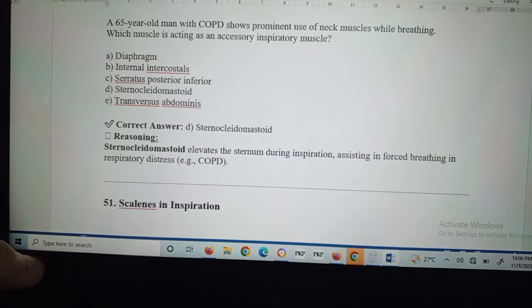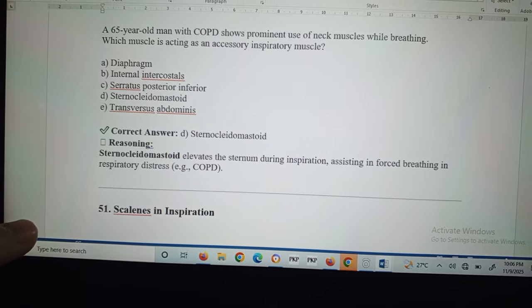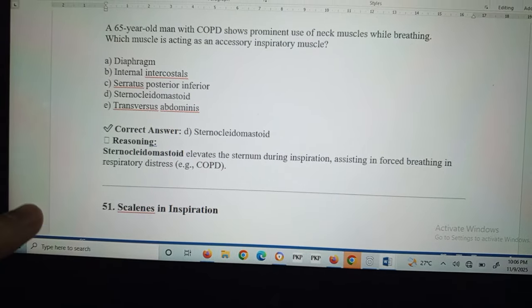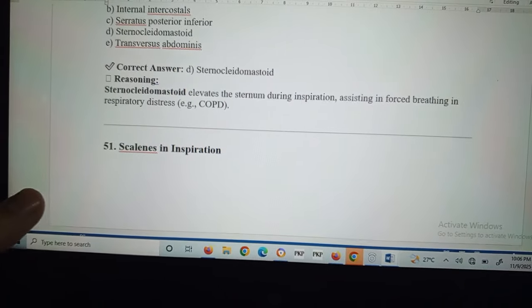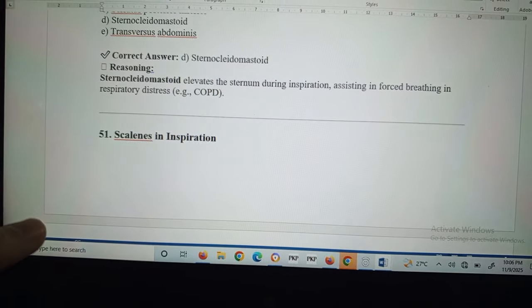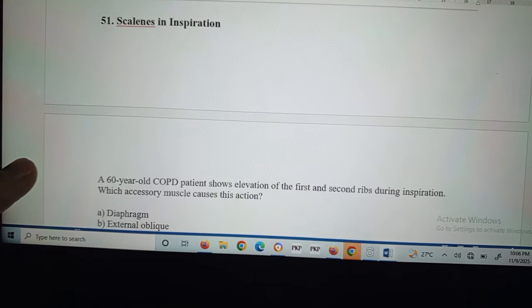A 65-year-old man with COPD, chronic obstructive pulmonary disease, shows prominent use of neck muscles while breathing. Which muscle is acting as an accessory inspiratory muscle? Sternocleidomastoid. Sternocleidomastoid elevates the sternum during inspiration, assisting in forced breathing in respiratory distress. For example, COPD. This question is usually asked.